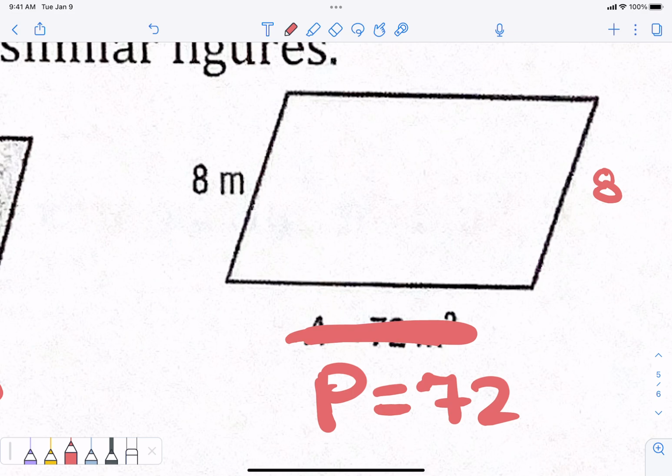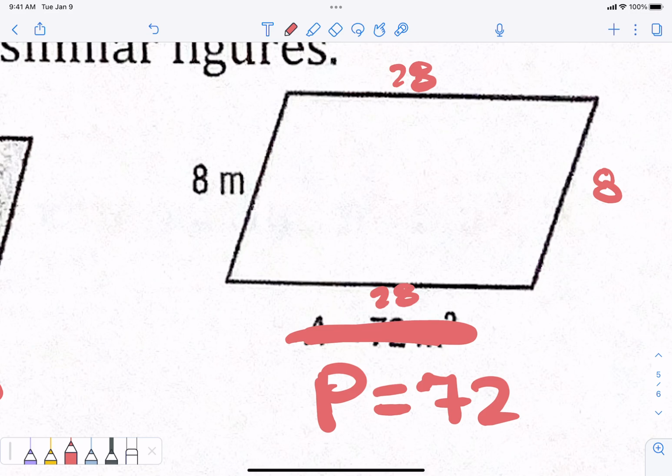8 and 8, that's 16. 72 minus 16 is 56. And if I divide that by 2, each one of these is 28. So it's an 8 by 28. Does that make sense?